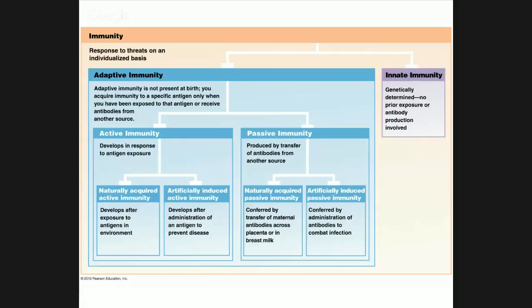Now, active immunity is when your body is making the components that fight off the infection. That's what active immunity is. Naturally acquired active immunity, we're going to spend a long time talking about, because that's basically what the immune system is doing, what we're concerned with in the adaptive immunity.